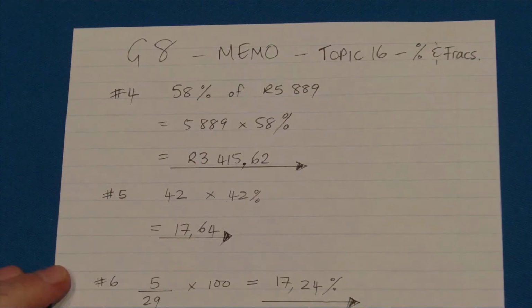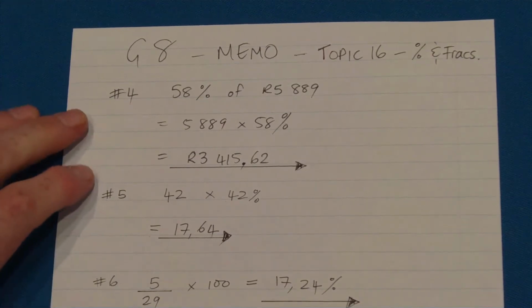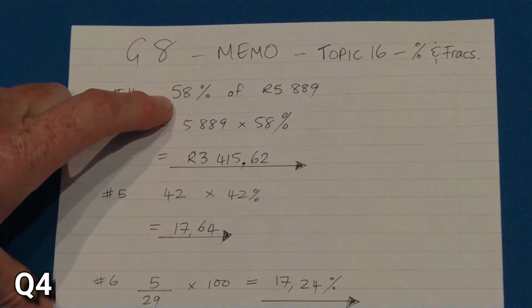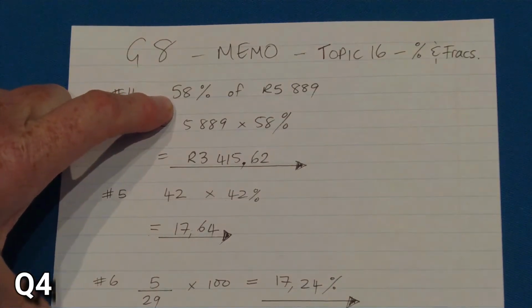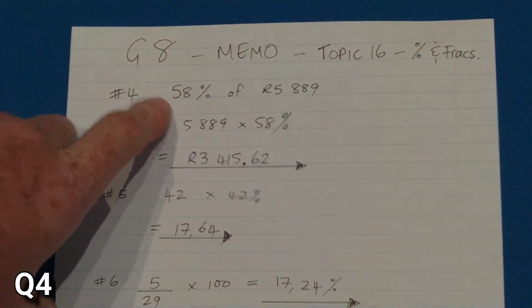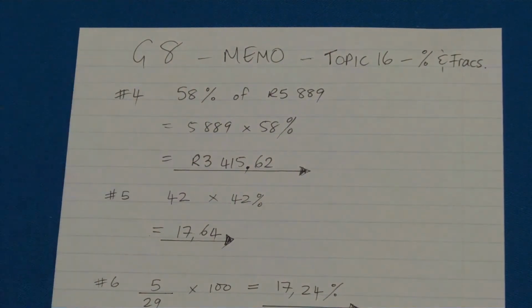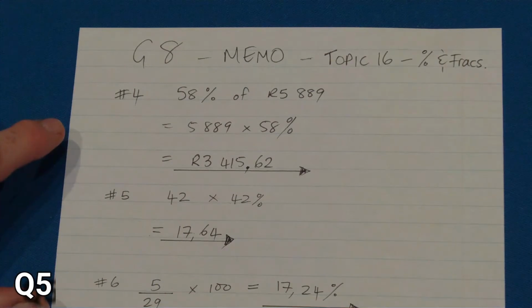Okay, grade 8, it's your topic 16 memo. They wanted 58% of 5,889, so you just times it by 58, divide by 100. There's the answer. Then they wanted 42% of 42, exactly the same thing.